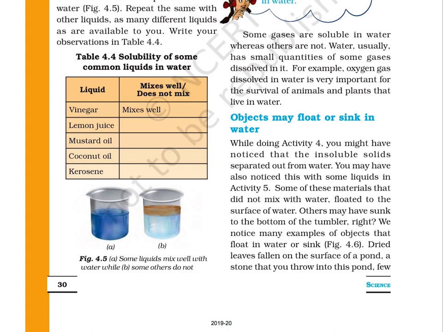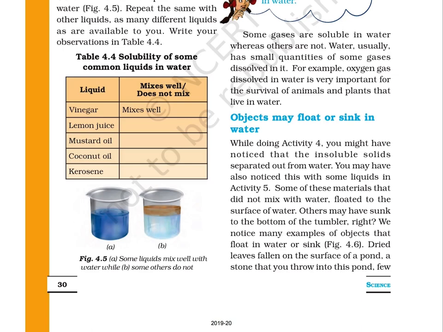Objects may float or sink in water. While doing Activity 4, you might have noticed that the insoluble solids separated out from water. You may have also noticed this with some liquids in Activity 5. Some of these materials that did not mix with water floated to the surface of water. Others may have sunk to the bottom of the tumbler, right? We notice many examples of objects that float in water or sink.